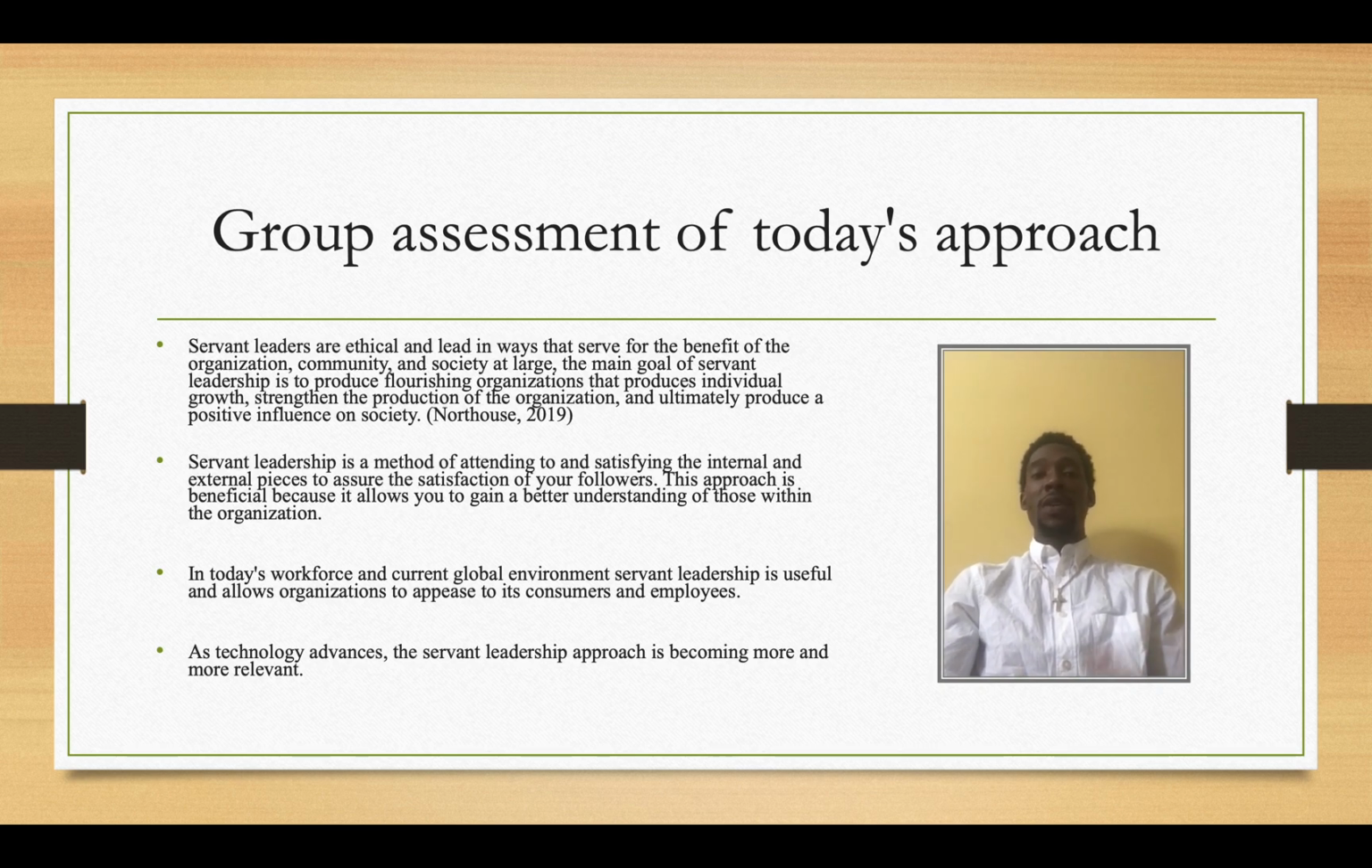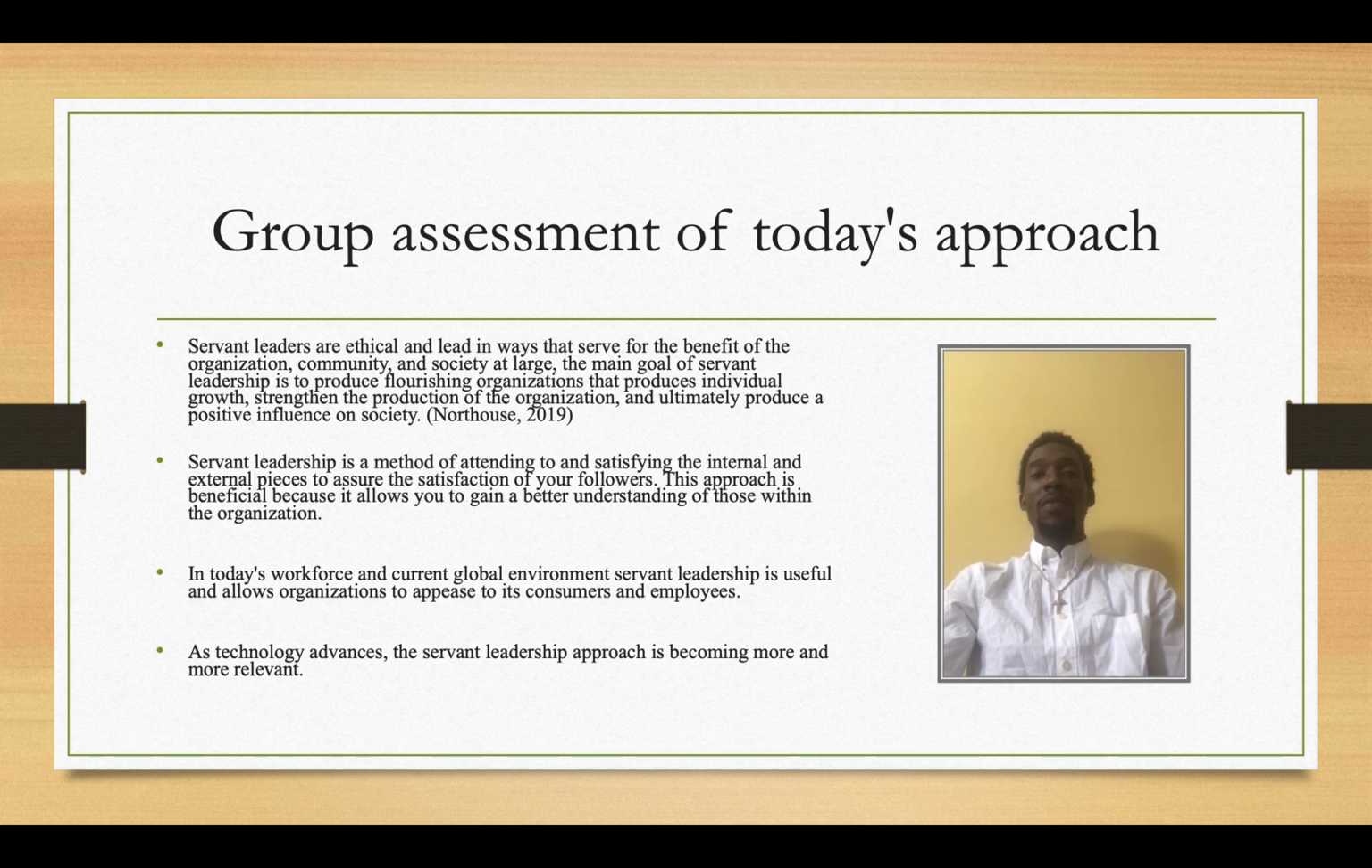Servant leadership has become very prominent, especially in the current global environment. We live in a time and age where things are becoming more digital than ever. Whether it's book information or currency, technology advances, and so do we. Having social media platforms also allows organizations to please the masses, whether it's consumers or those being led within the organization. Servant leadership allows comfort and trust within the organization.